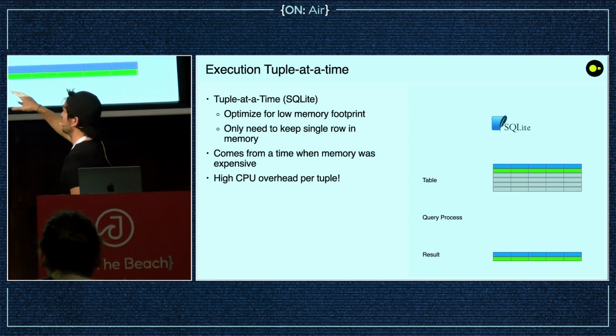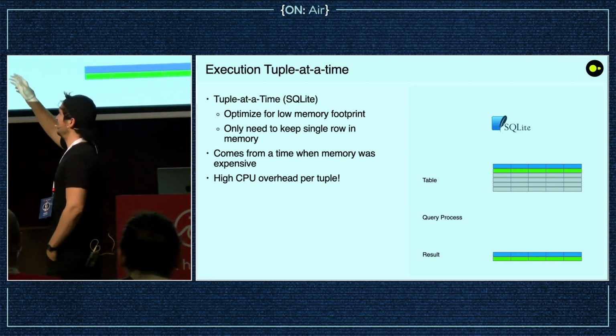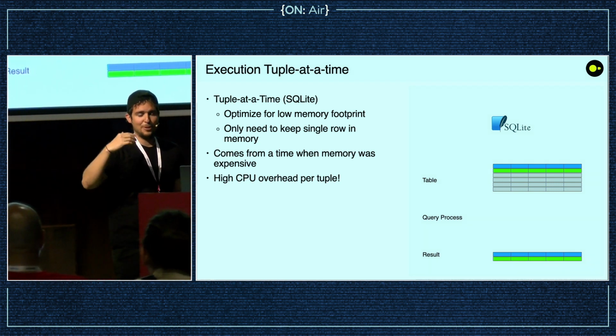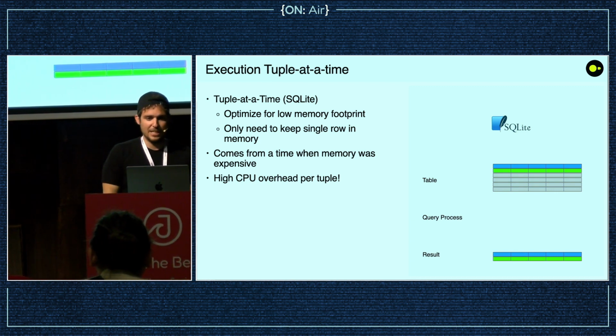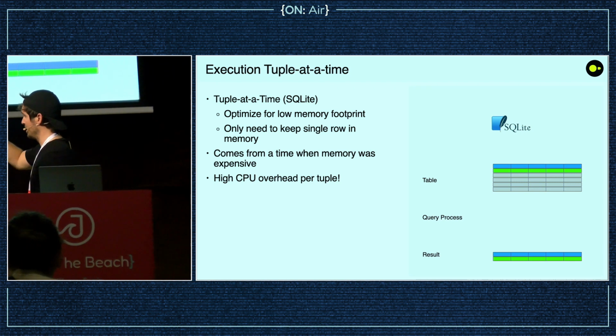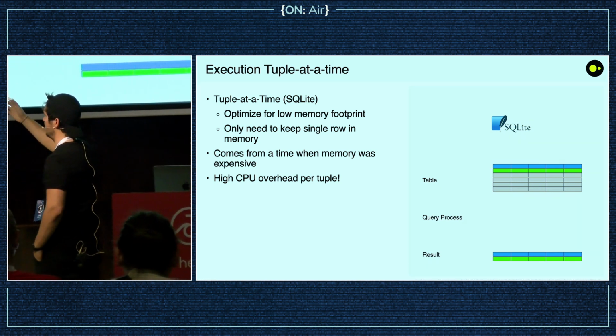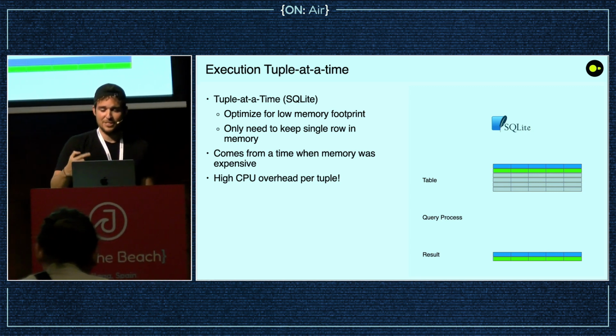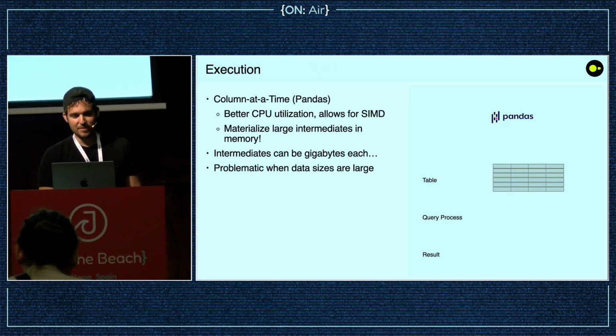So this model was actually optimized for when we didn't have a lot of memory in our computers, so that's why this was frequent in older systems like SQLite. But the problem with only keeping this 1 tuple is that you cannot cache your data on your CPU. So you have a high CPU overhead per tuple, and over time this becomes a bottleneck.